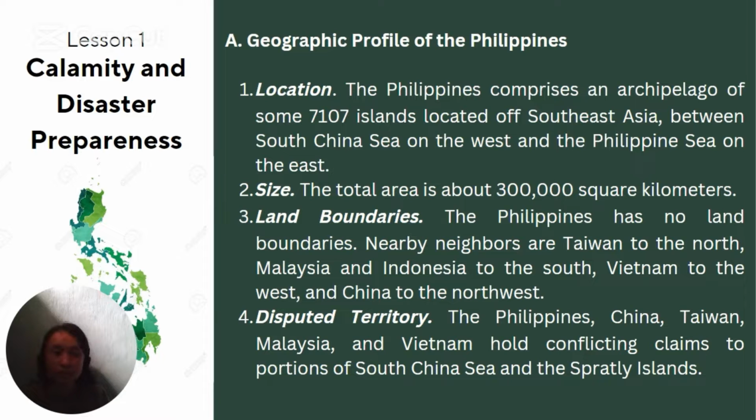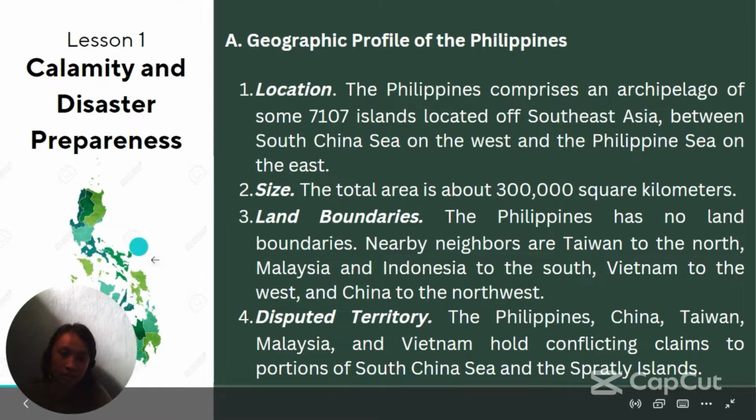The Philippines has no land boundaries because we are surrounded with waters. What surrounds us is the South China Sea here, then the Philippine Sea here, then below Palawan, which is not visible here, is the Sulu Sea, then below Mindanao is the Celebes Sea, then here is the Pacific Ocean.